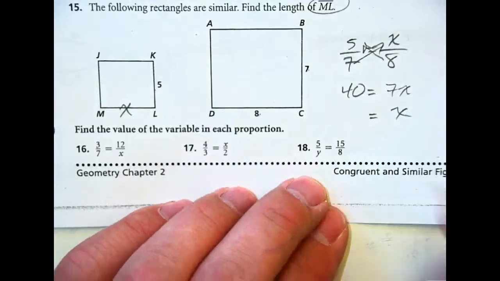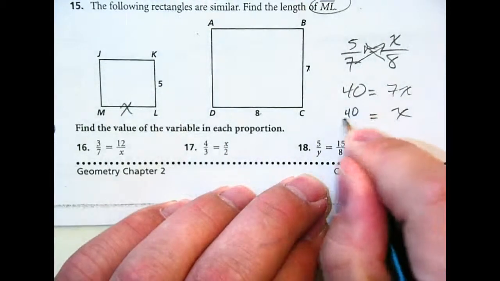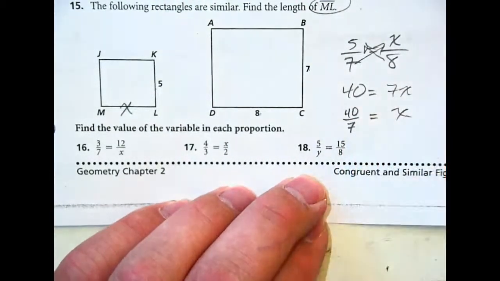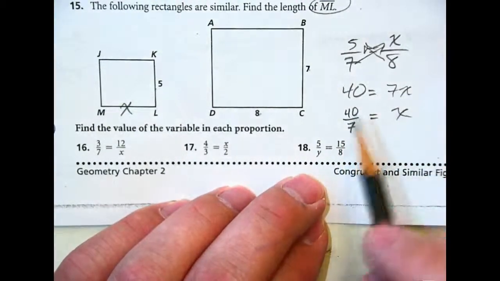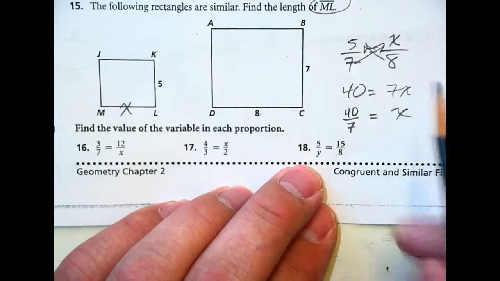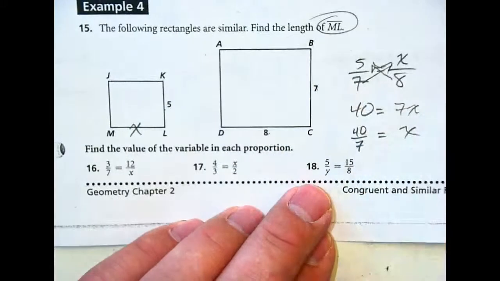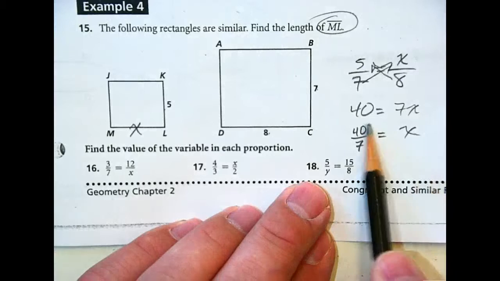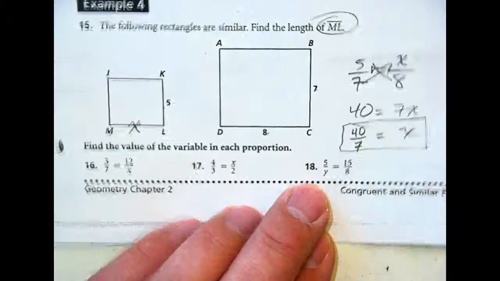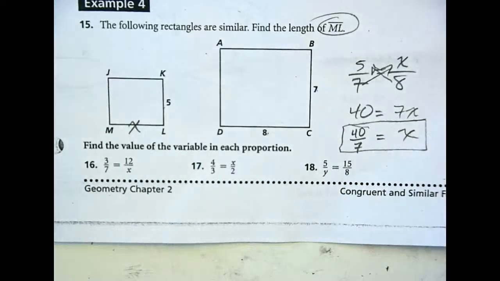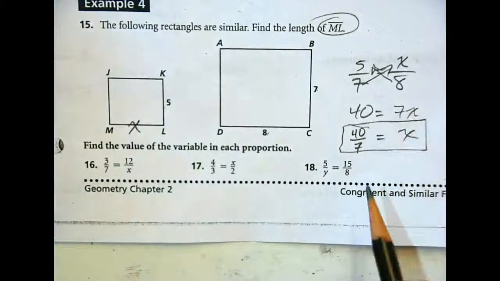It should be 40/7. We're not going with a decimal. Why? Because it doesn't terminate. Okay? Unless it says round to the nearest tenth or something, then you can terminate, or you can round it. Here, it doesn't say that, so leave it as a fraction, please. Okay? Any questions on that?